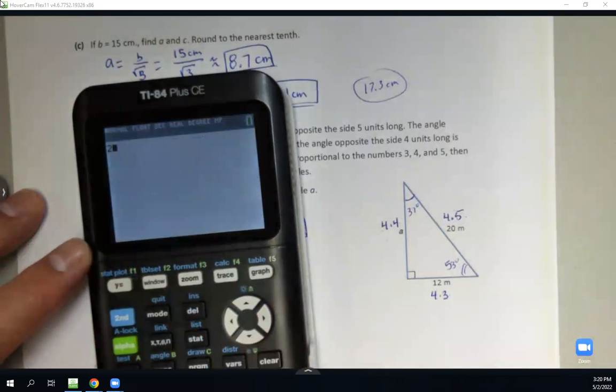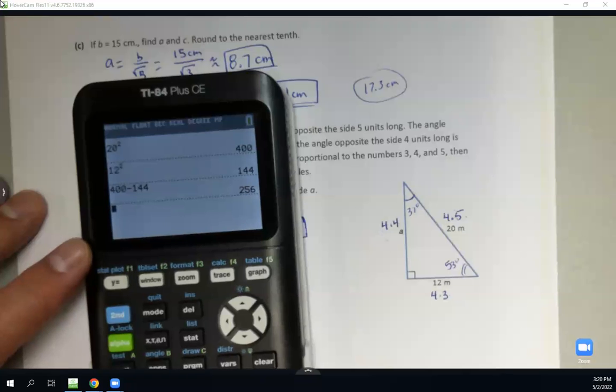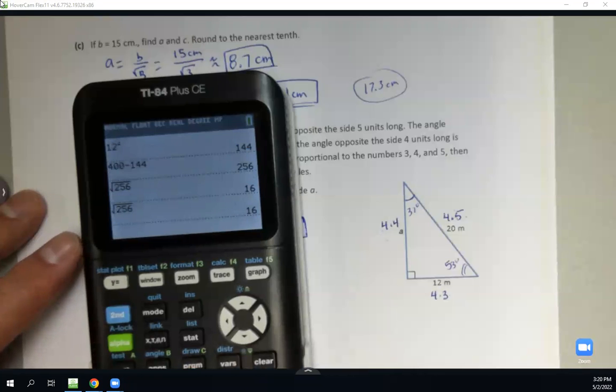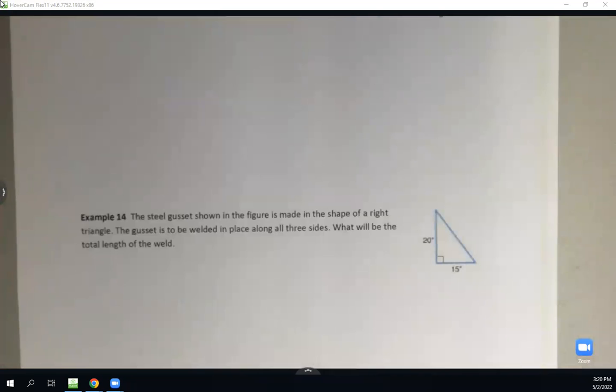Again, if you didn't recognize the 3, 4, 5, you could still figure out the 16, because if you took 20 squared, that's 400. If you took 12 squared, that's 144. And if you take 400 minus 144, you get 256. And if you square root the 256, that's 16. Okay, makes sense? So you've got multiple options of figuring out a problem.